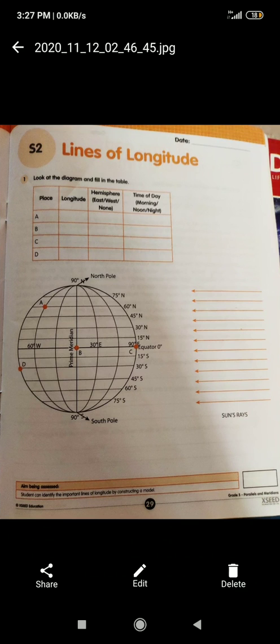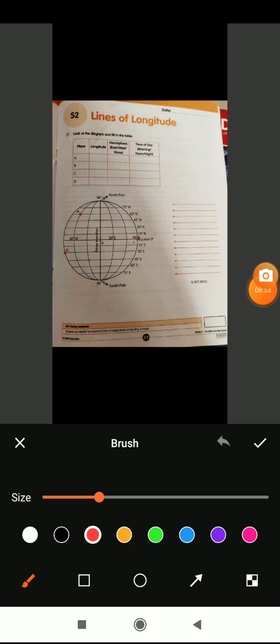Now what you have to do: A. Where is the A point here? You can see the A point here. Now which longitude will it be? 60 degrees west. That you have to write, 60 degrees west. Now the second one, which hemisphere will it be? This is the western hemisphere, this is the eastern hemisphere. So which one will it be? Western hemisphere.